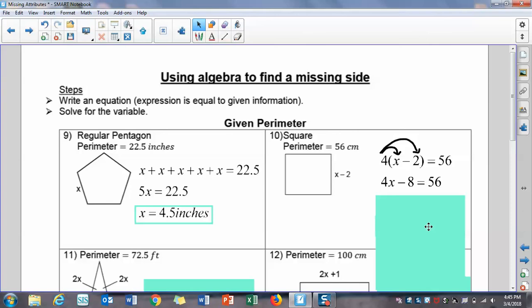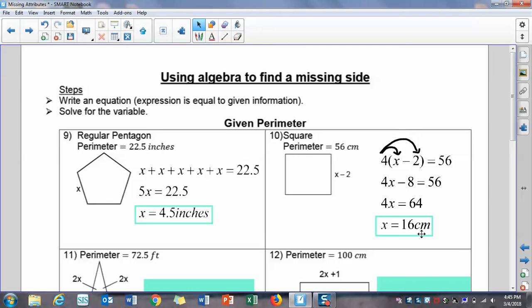Now solving our two-step equation here, we want to do the inverse operation of subtracting 8. So we're going to add 8 to both sides to get 64. So now we have 4x is equal to 64. We want to get the x isolated, so we are going to divide both 4x and 64 by 4 to get 16 centimeters.